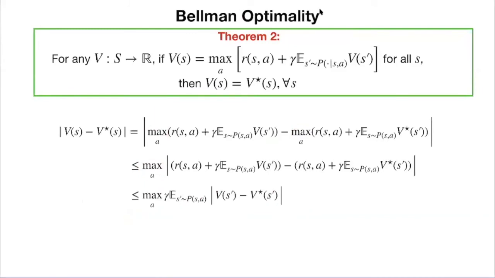Okay, so the second inequality. What I'm doing here is that I can cancel these two rewards, right? Because they're at the same state-action pair. And now I can also pull this gamma out of this absolute value, right? This is not going to change anything. And this second inequality is essentially also pulling this expectation, the same expectation, outside this absolute value.